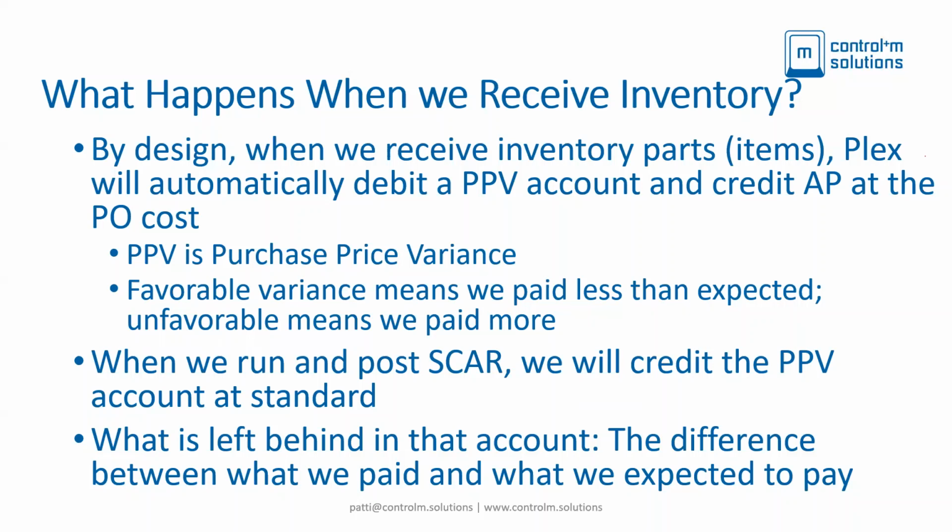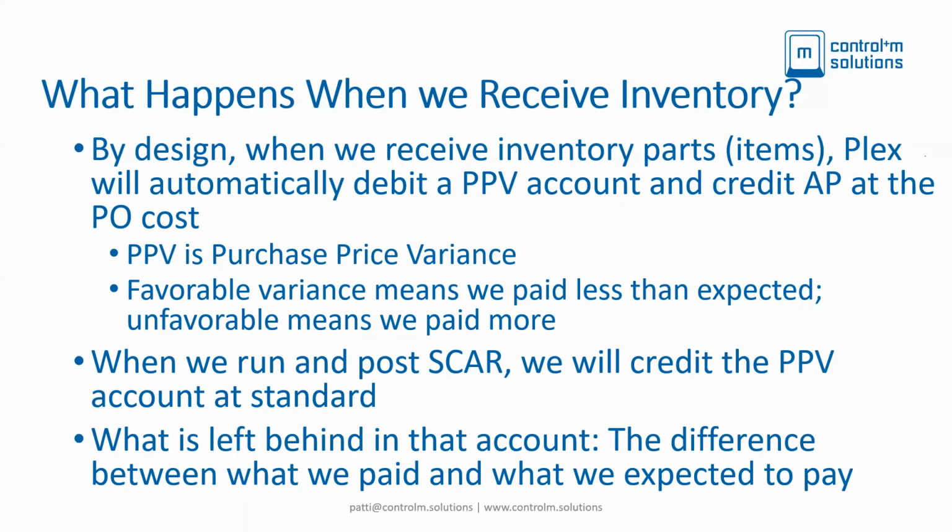Then when SCAR is run, the inventory quantity received is credited to PPV at standard cost, and then it's debited to inventory. That's how the GL inventory account will hold only the standard cost in there, and it's going to leave all the noise behind in the PPV account. A really nice result of this is a report called PPV, which shows the difference between actual and standard cost.